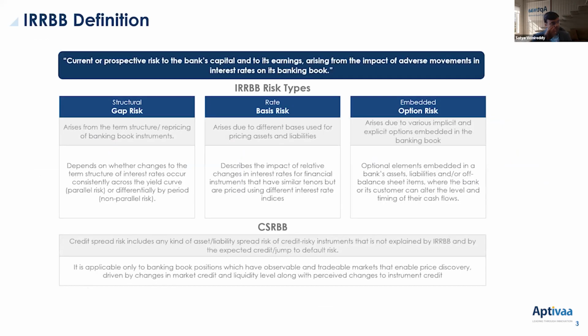And specifically, technically, the definition of IRRBB is the current or prospective risk to the bank's capital and to its earnings arising from adverse movements in interest rates on the banking book. So that's the recognized definition as part of Basel, also adopted by CBUAE. And there are three key risk types that Basel has defined. Gap risk, which arises from structural mismatch in terms of the repricing positions of assets, liabilities, and off-balance sheet positions.